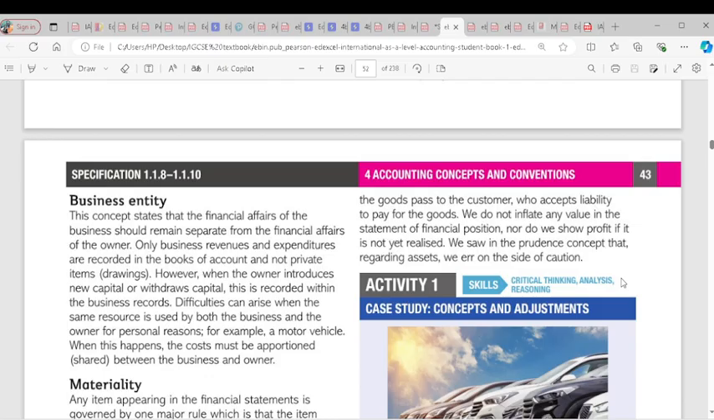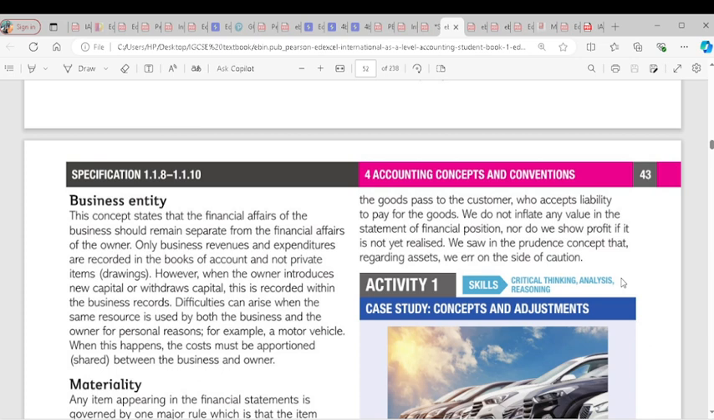Then we have business entity. We're talking about business entity. It's an accounting concept that says that you separate the owner of the business from the business. When you record the owners of the business from the business, it simply means you're treating the owner separately from the business. And one way to do this is about the capital and drawings. For capital, that's the amount of money the owner of the business put into the business.